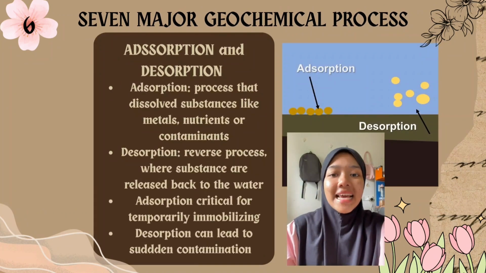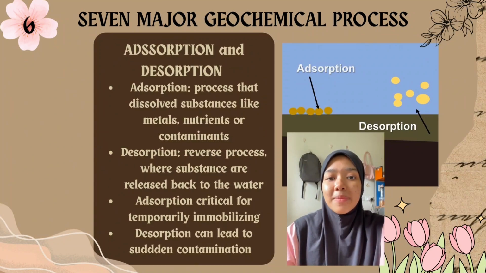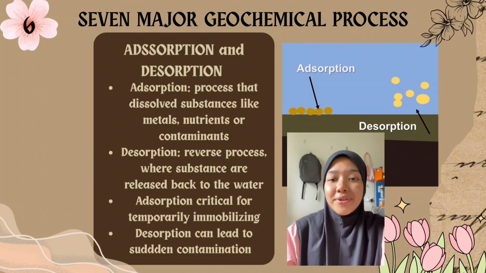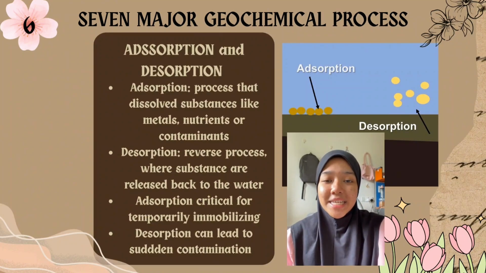Next up is adsorption and desorption. Adsorption is the process by which dissolved substances like metals, nutrients, or contaminants attach to the surfaces of solid particles such as clay, iron oxide, or organic matter. Desorption is the reverse process, where these substances are released back into the water when conditions such as pH or redox potential change. One well-known case is arsenic contamination in South and Southeast Asia, where arsenic adsorbed to iron oxide in oxygen-rich environments is released under reducing conditions.